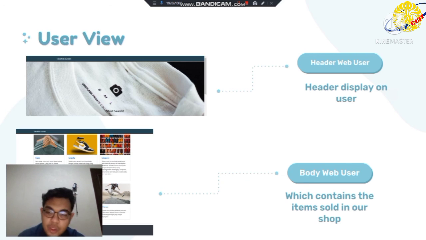Okay, this is the user view on Toko Kita Goods. This is what users will see when they come into our store and see the catalog. We have a header display on user, and we have a body web user, which is using a grid, with several pictures on the grid: kaos, sepatu, slippers, jeans, flannel, and chinos.